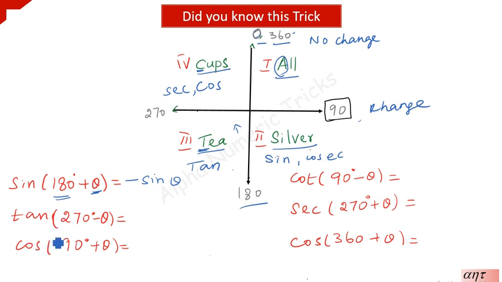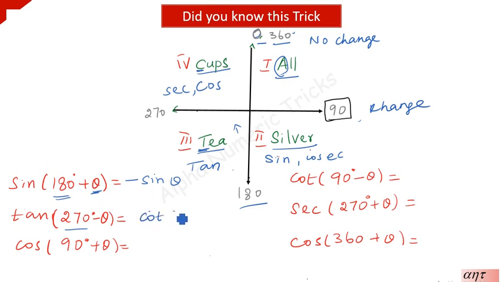And then come to this: tan of 270 minus theta. What is tan of 270 minus theta? 270 minus theta lies in the third quadrant, and in the third quadrant, tan alone is positive. Here tan is there, so you have to write tan, but because of this 270 there is a change for tan. Tan is changed to cot.